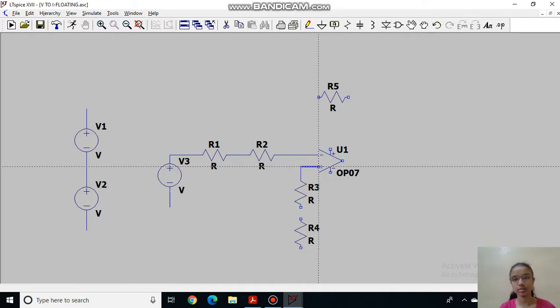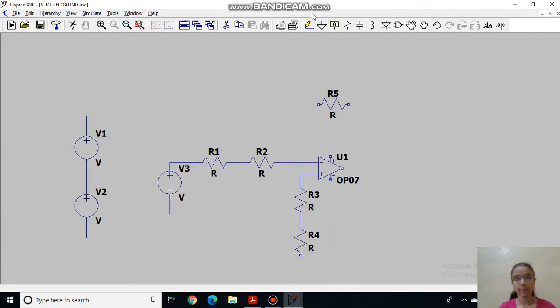This is my resistor. Now I'm connecting through wire. This is my load. This is in between inverting terminal and output terminal. So I'm connecting it. This is my Vout. Output will be in the form of current. We will see it afterwards.